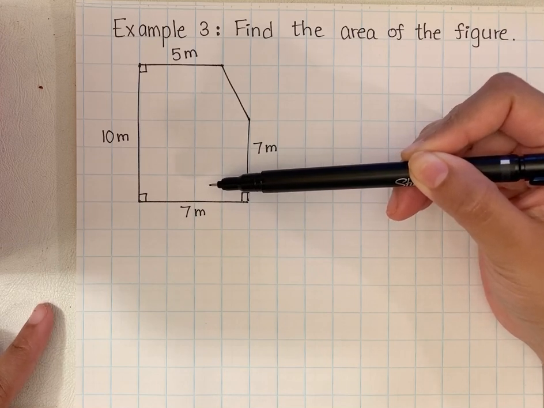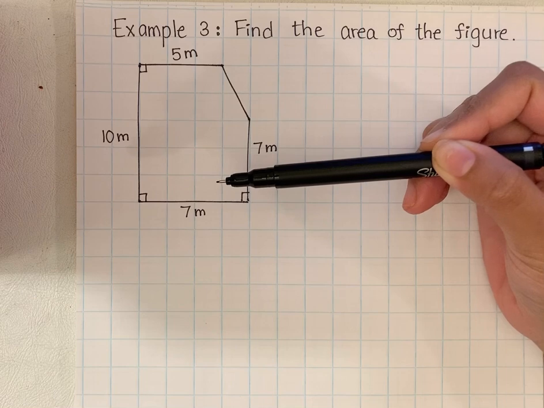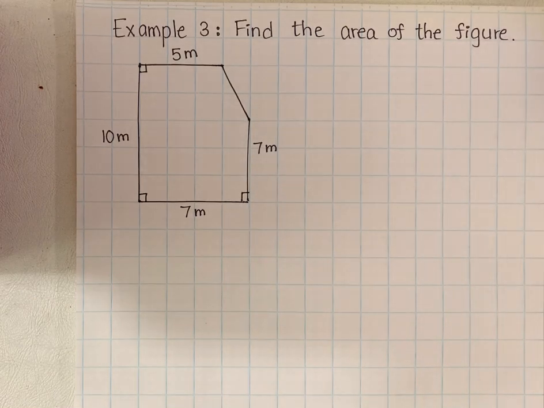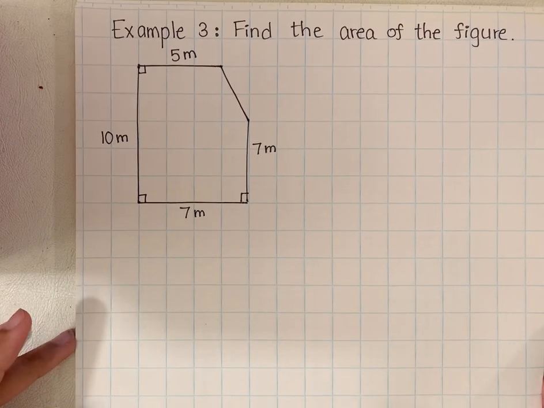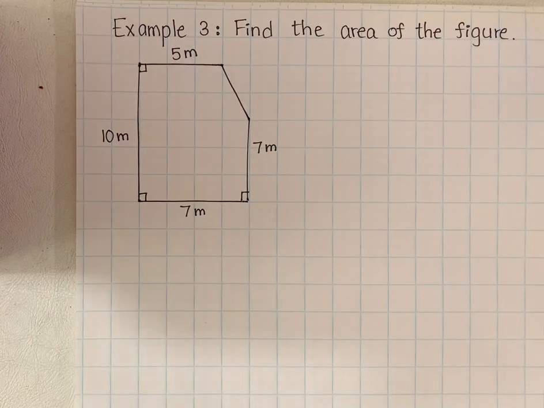Before you even determine the types of shapes in our composite figure, you have to be able to identify parallelograms, triangles, trapezoids, rectangles, and squares. Because if you don't know what the figures are and are not able to name them, you won't be able to use the correct formula to find our composite area.